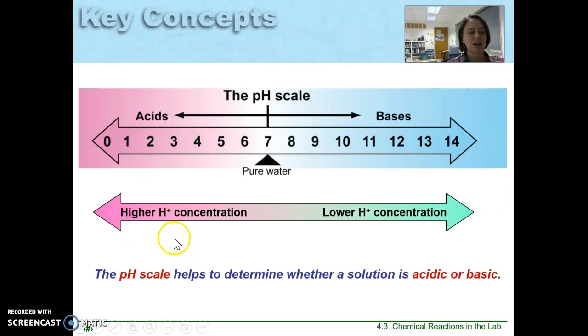And looking at our pH scale, we go from 0 to 14. 0 to 7 is acidic, 7 is neutral, and above 7 is basic. And this means you have lots of hydrogen concentrations, and this means you have fewer hydrogen ions.